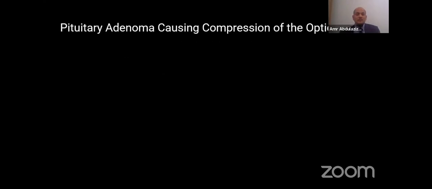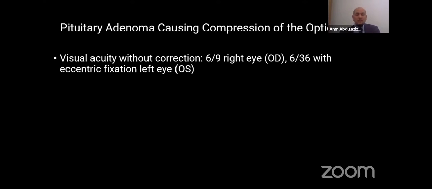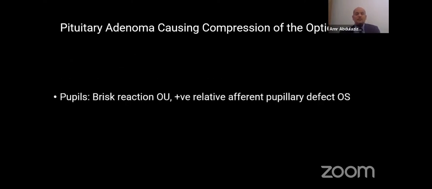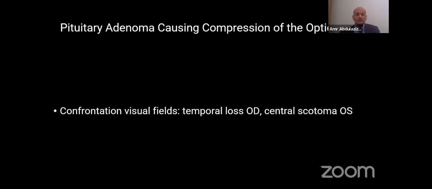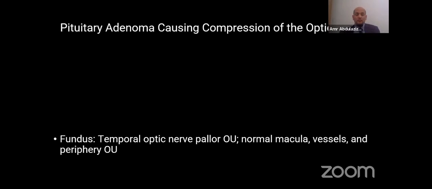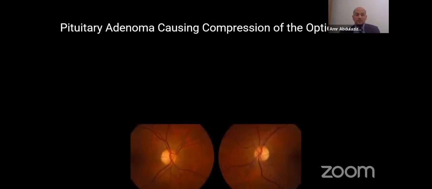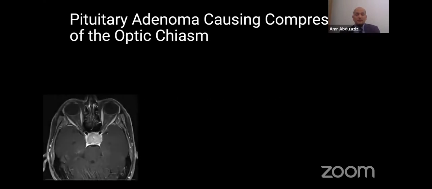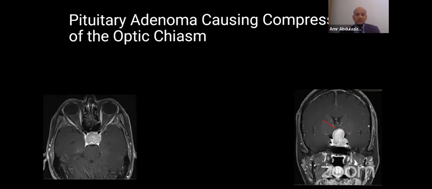Coming to the ocular examination, visual acuity was 6/9 in the right eye and 6/36 in the left eye with eccentric fixation. Intraocular pressure was normal. Pupils, there was relative afferent pupillary defect in the left eye, OS. And confrontation visual field reveals temporal loss in the right eye and central scotoma in the left eye. Anterior segment was normal, and fundus showed temporal optic nerve pallor. So this is a picture showing temporal optic nerve pallor in both eyes. So we did brain MRI for this patient, and it revealed pituitary tumor.